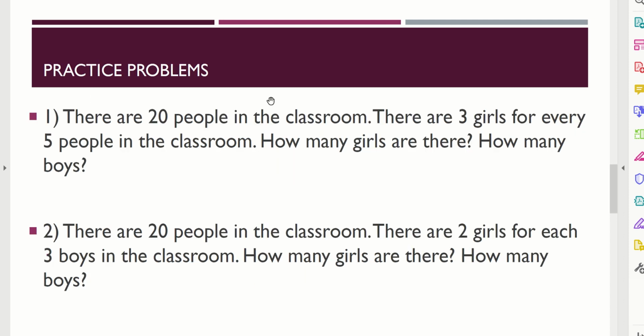Okay, now let's do some examples. First question: there are 20 people in the classroom. There are 3 girls for every 5 people in the classroom. So this is very similar to the one before. There are 20 people all together. There are 3 girls for every 5 in the classroom. How many girls are there? How many boys are there?